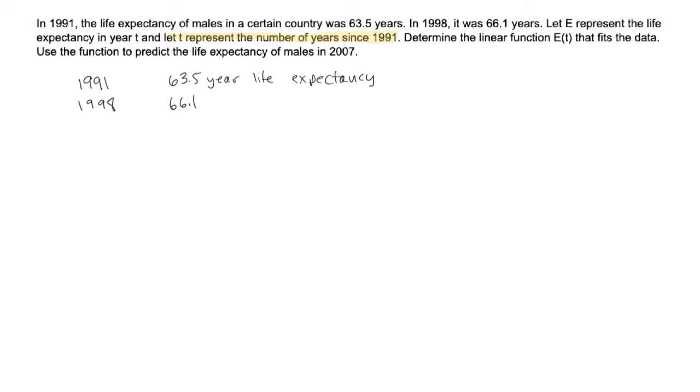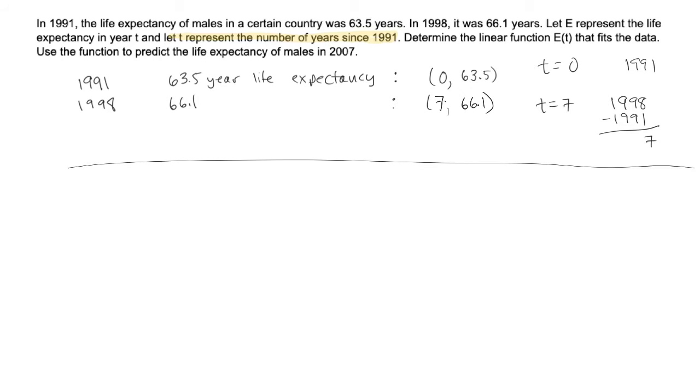What that means is t equals 0 is 1991, and for 1998 we just subtract 1991. The difference between those is 7, so t equals 7 would be for 1998. We can represent this data as ordered pairs. At time 0 in 1991, that's t equals 0, the life expectancy is 63.5. Then in 1998, that would be t equals 7, and the life expectancy is 66.1.